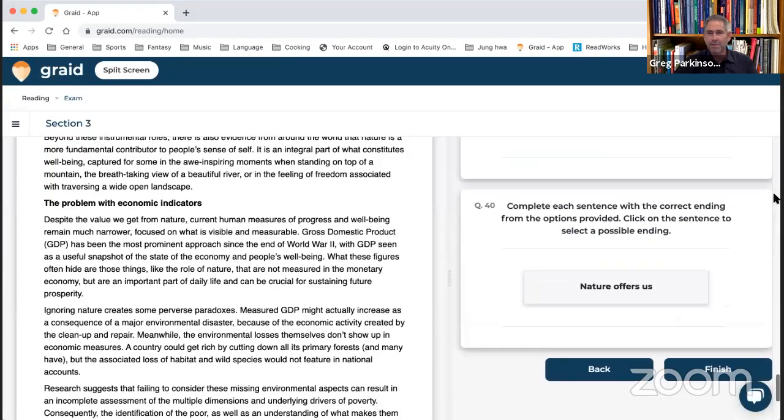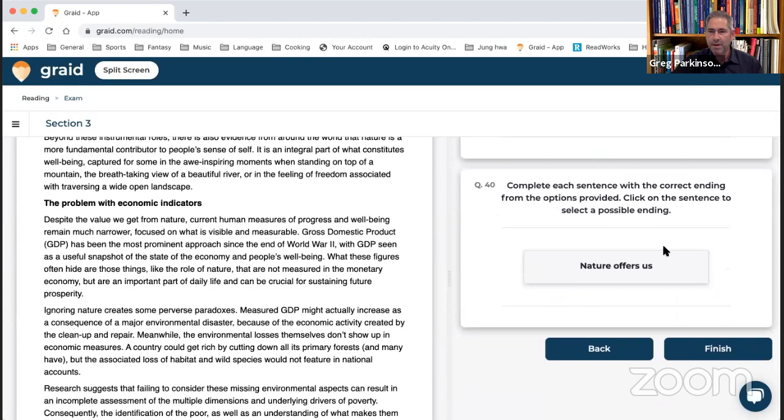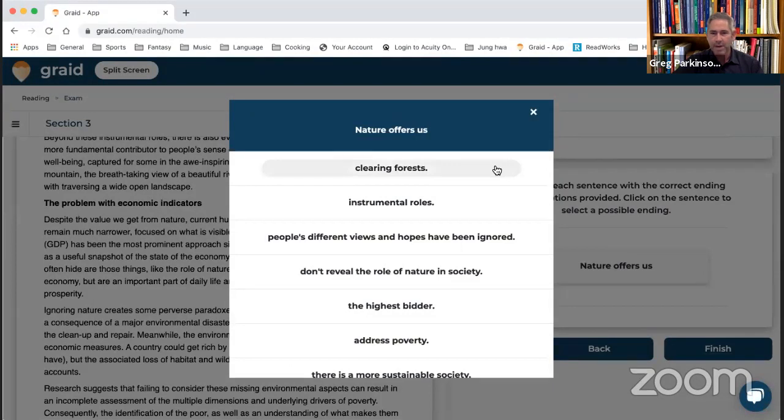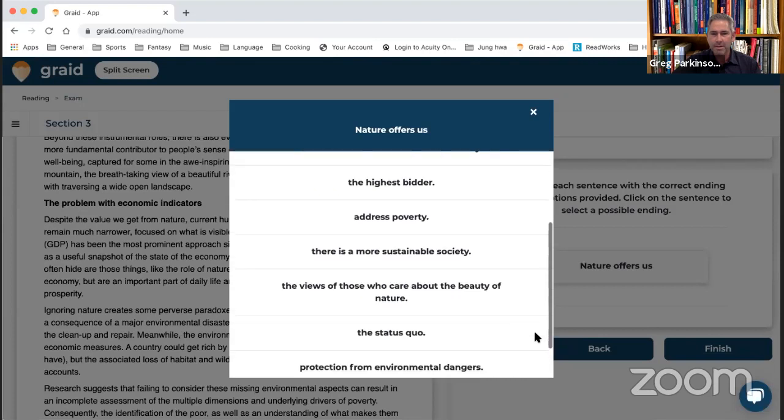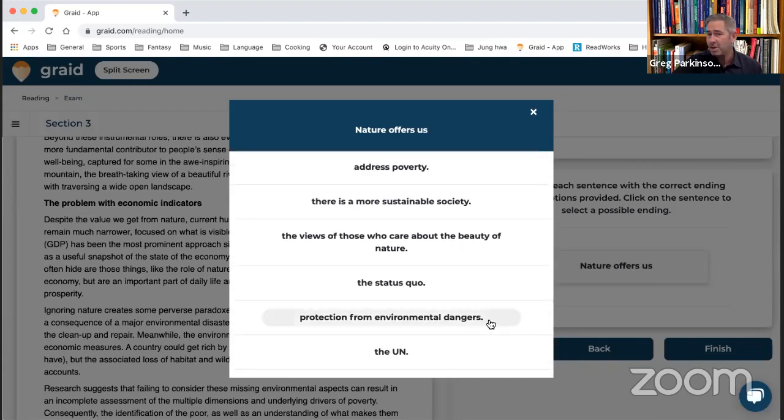And we're on to the last one of these sentence matching. So nature offers us, again, this is one where we're not given much information at the start of the sentence. So I would make a prediction again. So nature offers us clearing forests. We've already done that. Instrumental roles doesn't seem to make sense. Nature offers us, must be something, right? So let's have a look. Is there something down the end? Nature offers us protection from environmental dangers. So that seems to me like a good prediction.